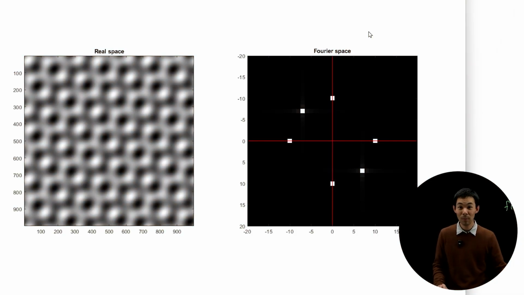Now, let me do one more thing. So you've now seen that the distance from the origin to that point tells you the frequency of your image. And you can see that because all of these points are frequency of 10, it will just form a circle around the origin. And the tilt tells you the orientation of your wave in real space.